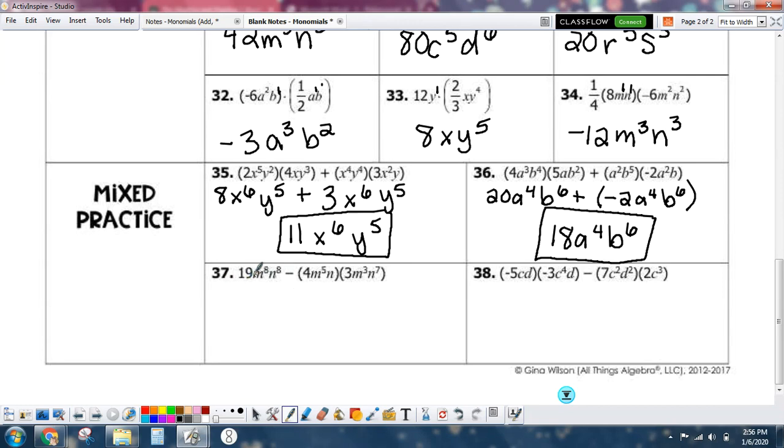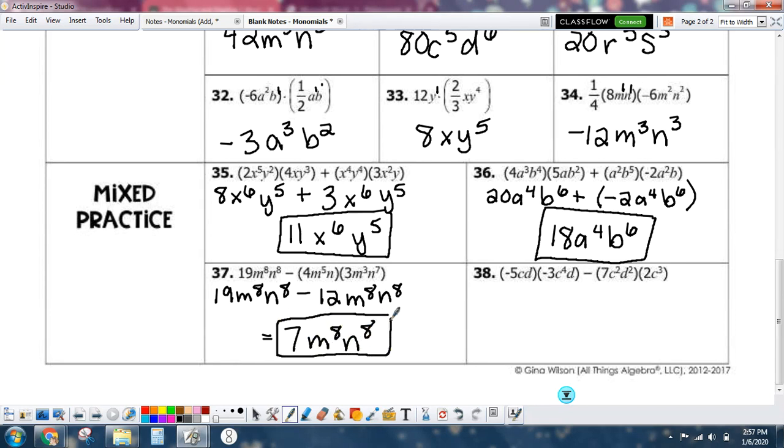For 37, this one's already solved, so it's 19m to the 8th, n to the 8th, minus 4 times 3 is 12, and then m to the 5th, m to the 3rd, 5 plus 3 is 8, n to the 1st, n to the 7th, 1 plus 7 is 8. So they have the same variables, so I can go ahead and combine these like terms. 19 minus 12 gets me 7, m to the 8th, n to the 8th. Okay, try the last one.